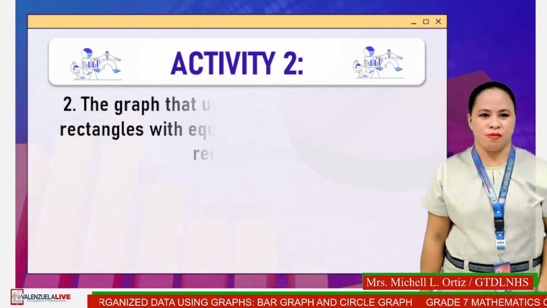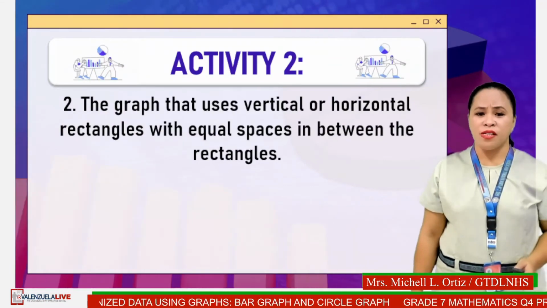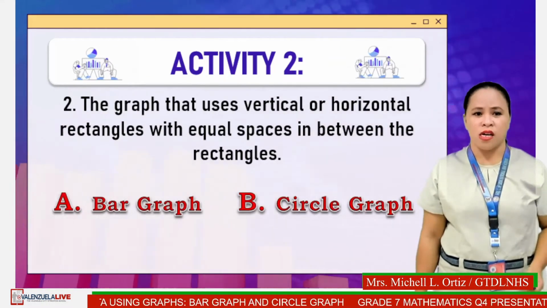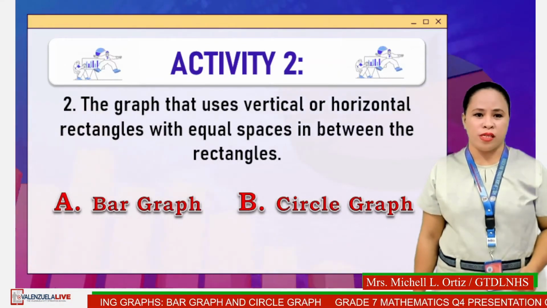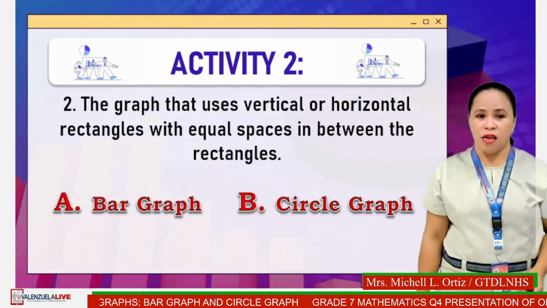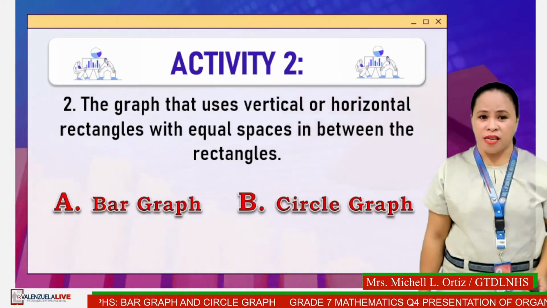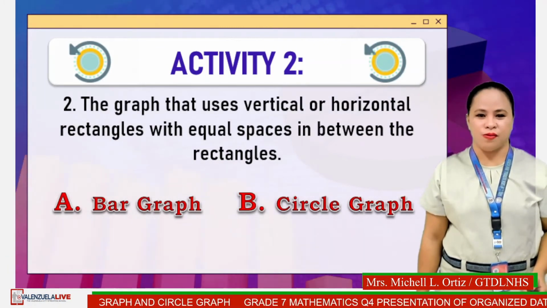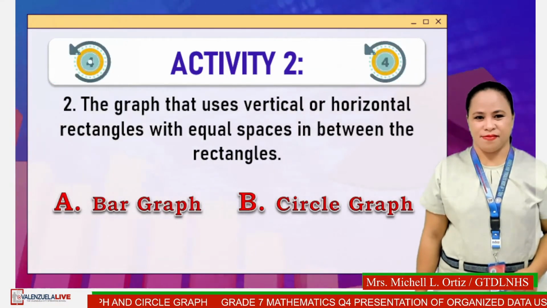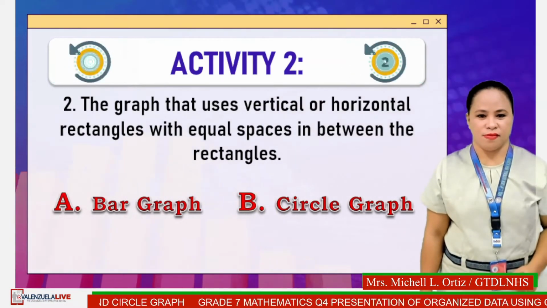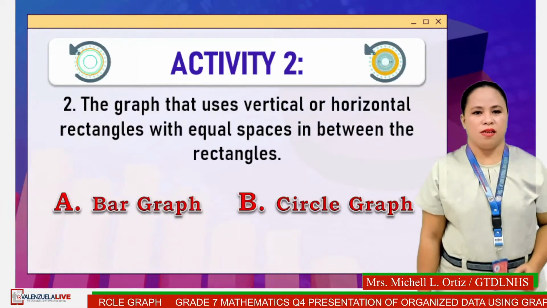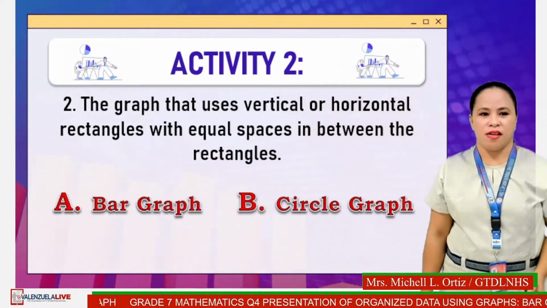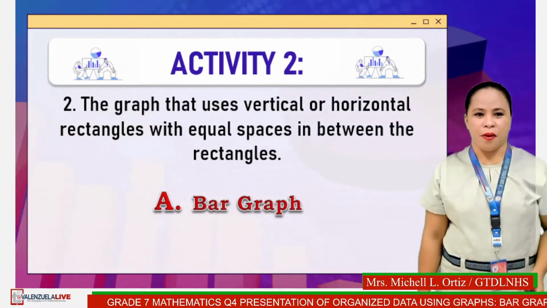Number 2. The graph that uses vertical or horizontal rectangles with equal spaces between the rectangles. Letter A, bar graph. B, circle graph. 5 seconds, go. The correct answer is letter A, bar graph.